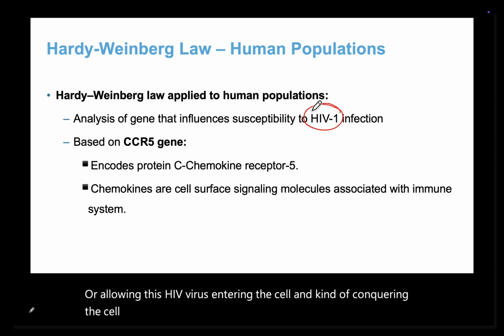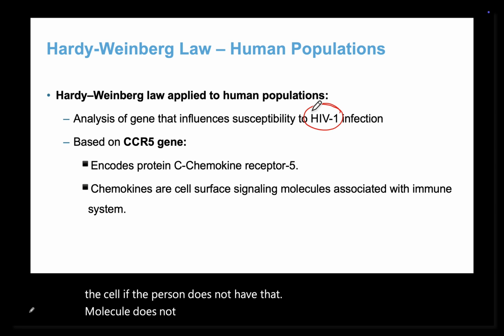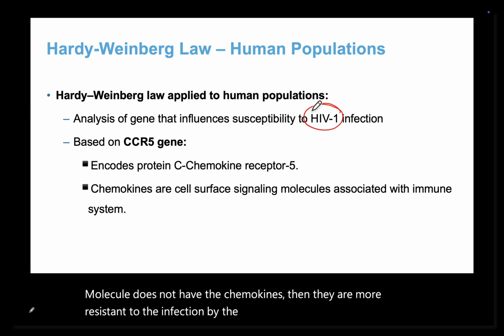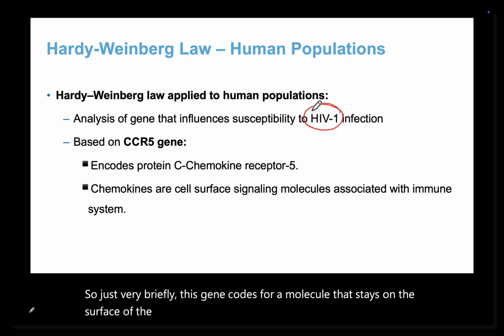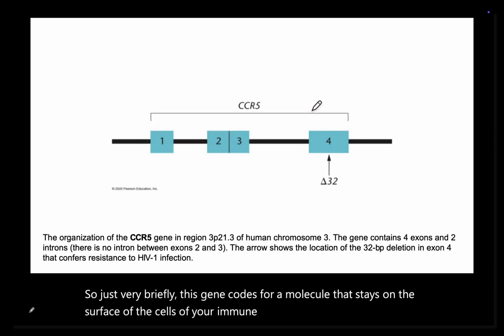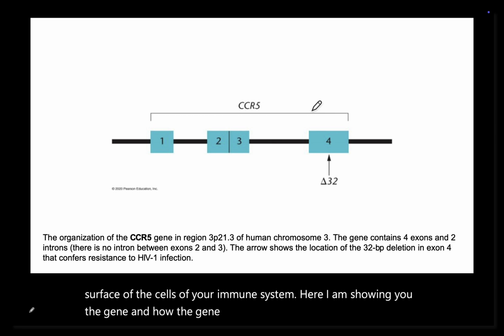If the person does not have that molecule, does not have the chemokine receptor, then they are more resistant to infection by HIV. Okay, so just very briefly, this gene codes for a molecule that stays on the surface of the cells of your immune system. Here I am showing you the gene and how the gene is organized in the chromosome.